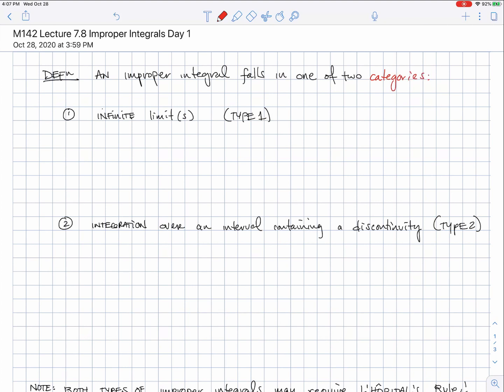An improper integral falls into one of two categories. A type 1 improper integral has infinite limits. So you might see something like the integral from 3 to infinity of f of x dx, or negative infinity up to 0 of g of x dx. It's these infinite limits that make these improper integrals. Or, an extreme case might be something like negative infinity to positive infinity of h of x dx. And we're going to talk about what that means in just a little bit.